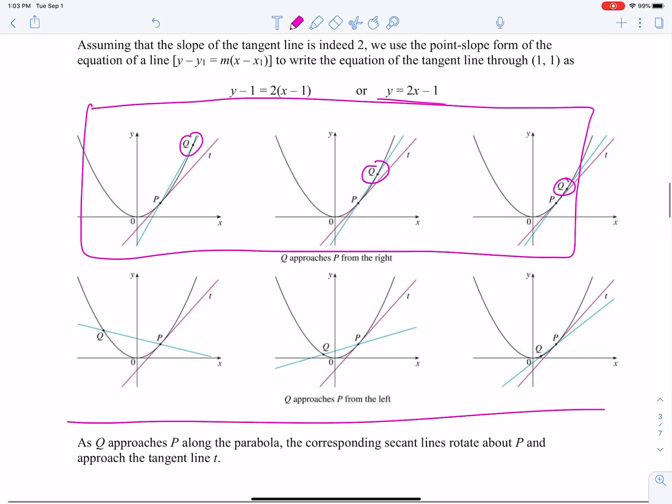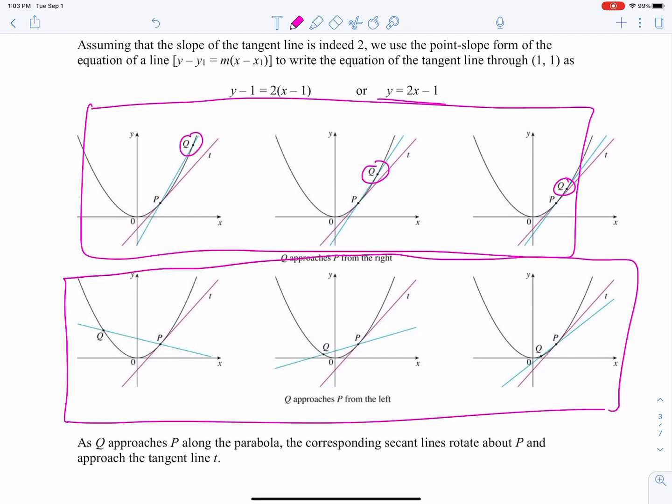On the bottom, we're just going to approach point P from the other direction, from the left. So here's point Q. That blue line is definitely not a good approximation for the pink tangent line. But we'll keep bringing Q in closer from the left and even closer from the left. And again, as we bring it infinitely close to P from the left, we'll get a very, very good approximation of the actual slope of the tangent line. Okay, so that's important stuff to understand.